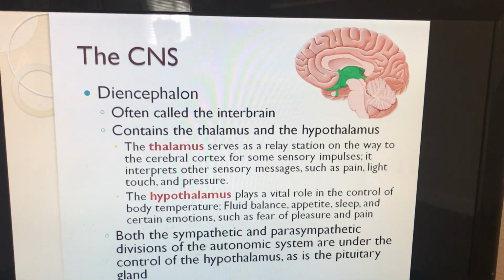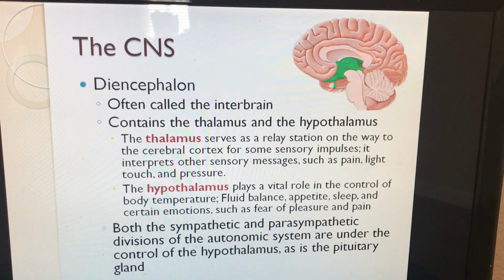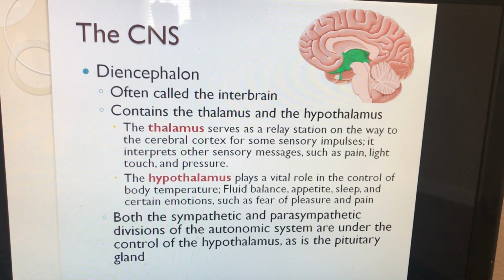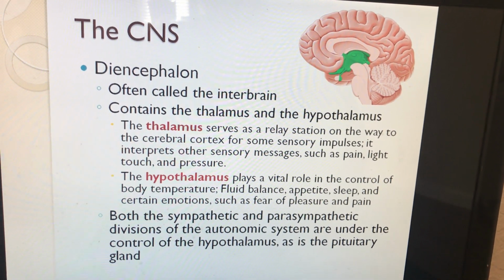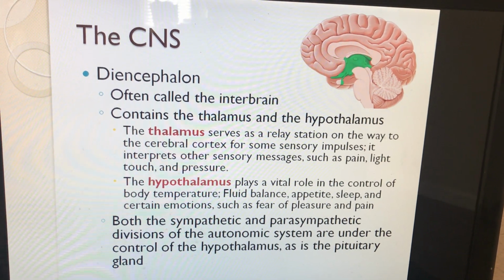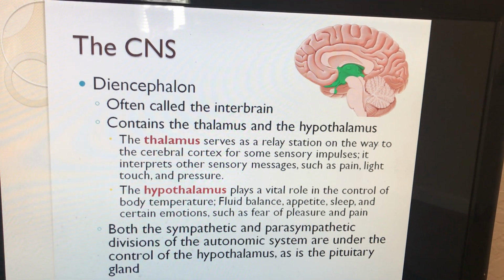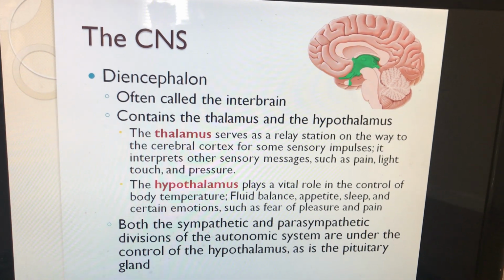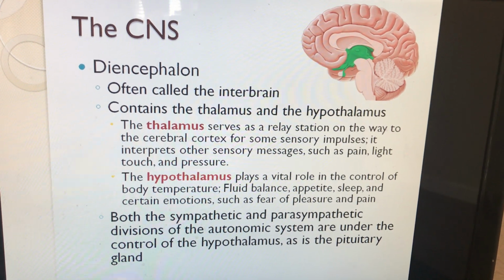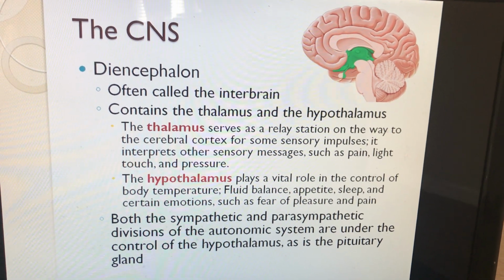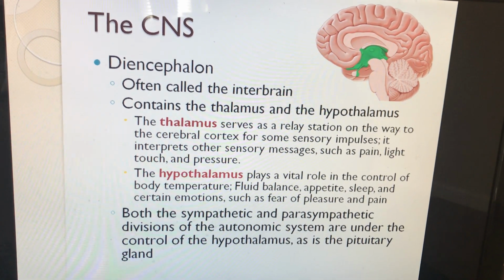Next is the diencephalon. This is often called the interbrain. It contains the thalamus and the hypothalamus, and we know the thalamus serves as a relay station on the way to the cerebral cortex for some sensory impulses. It interprets other sensory messages such as pain, light, touch, and pressure. And then your hypothalamus plays a vital role in control of body temperature, fluid balance, appetite, sleep, and certain emotions such as fear, pleasure, and pain.